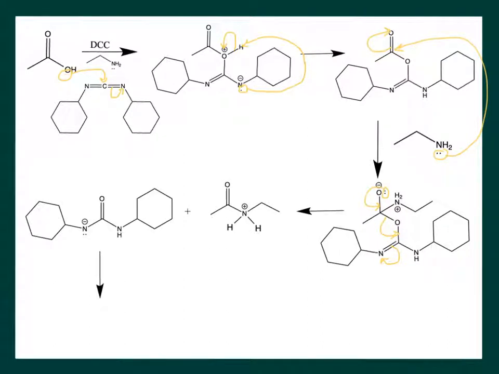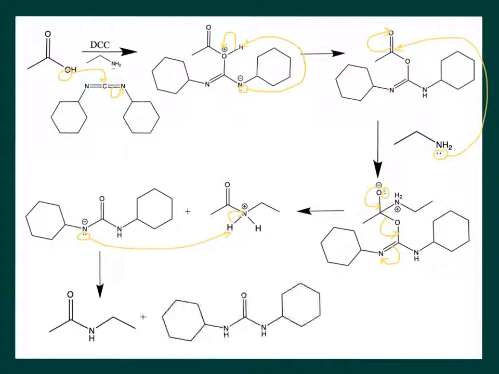Another proton transfer occurs and the electrons from the negatively charged nitrogen steal the hydrogen from the nitrogen, pushing the electron pair onto nitrogen, forming the amide and dicyclohexylurea, which is ultimately the driving force of this reaction because it is so stable.